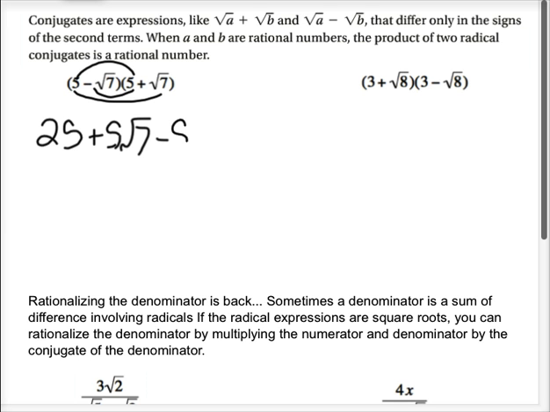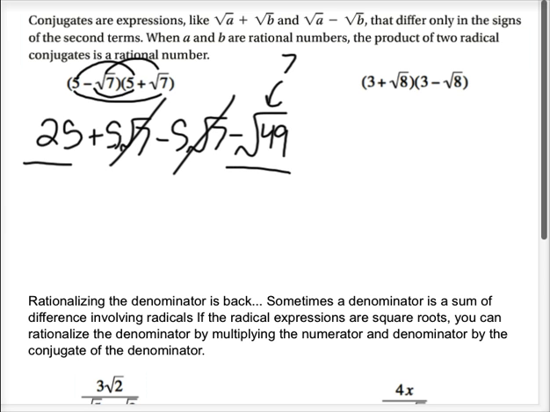Negative 5 square roots of 7, and then negative square root of 49, which again, we know is 7. So look what happens. By having those opposite signs, the insides cancel. 5 square roots of 7 minus 5 square roots of 7. So all you're left with are those outer terms, which give you a nice rational number.